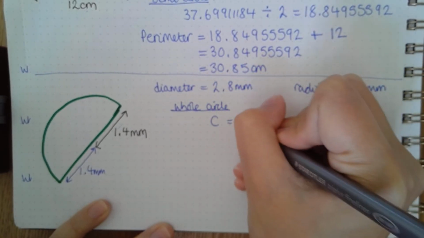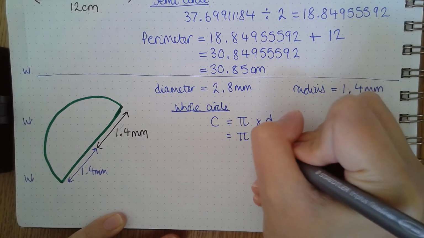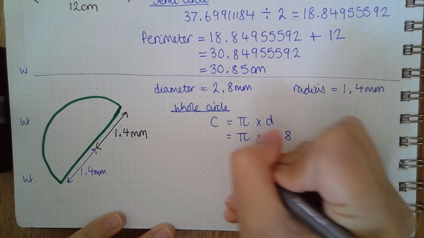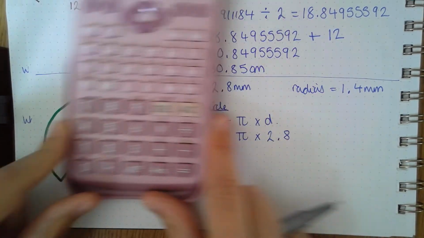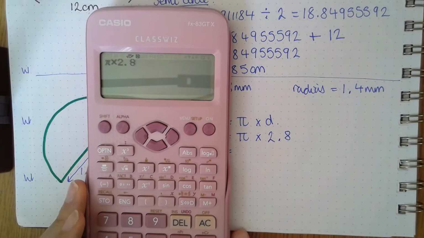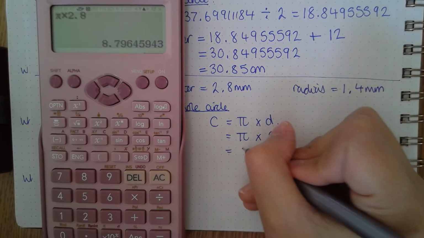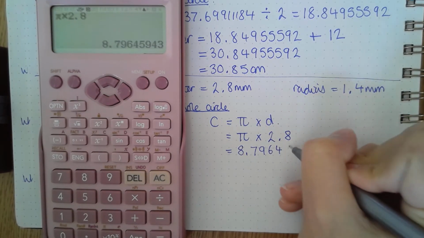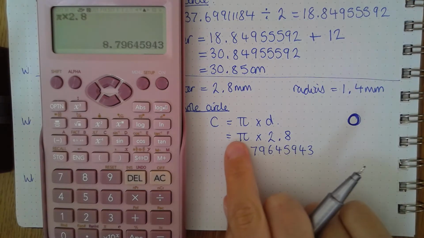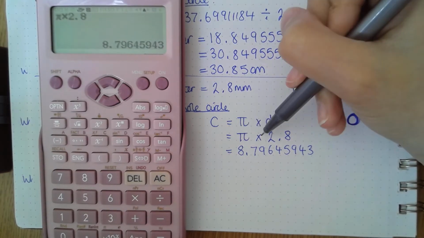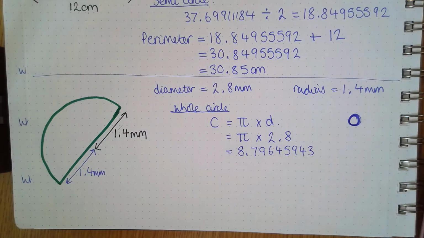We've got our whole circle to find first. So we use C equals pi times D. So pi stays the same, times diameter is 2.8. We can type that in our calculator. So shift pi times 2.8 equals S arrow D button, 8.79645943. Again, if you can't find your calculator, you can type pi times 2.8 into Google, and it will tell you this value. So that's the whole circle.